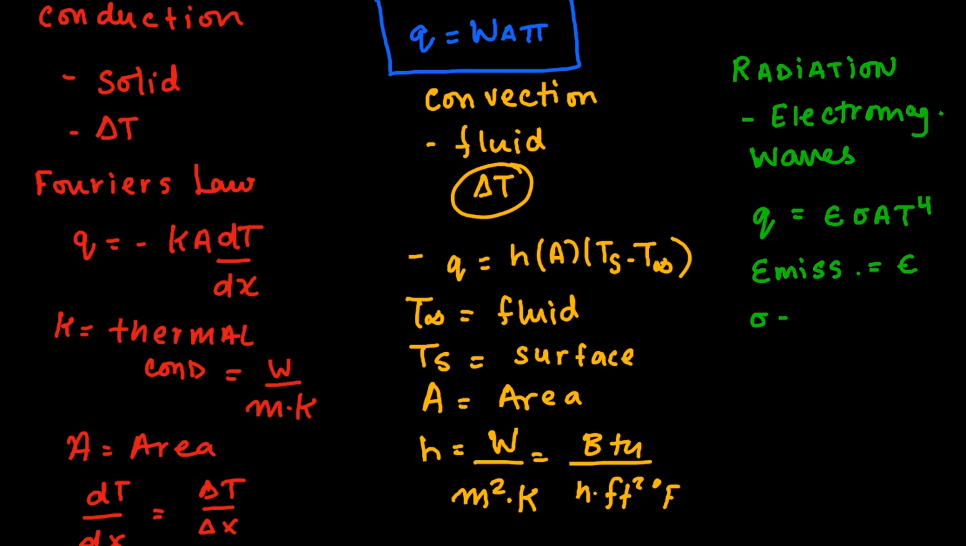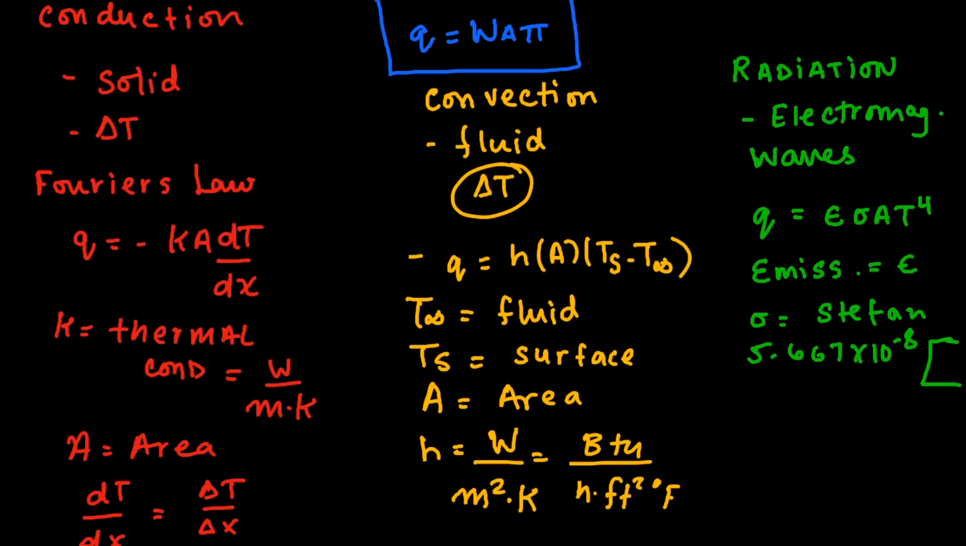Emissivity is E. Sigma is the Stefan constant. I'll write it 5.667 times 10 to the negative 8. You can write up the units from the previous slide here. A is our area, and T is our temperature. Remember, absolute temperature. That's the main function.